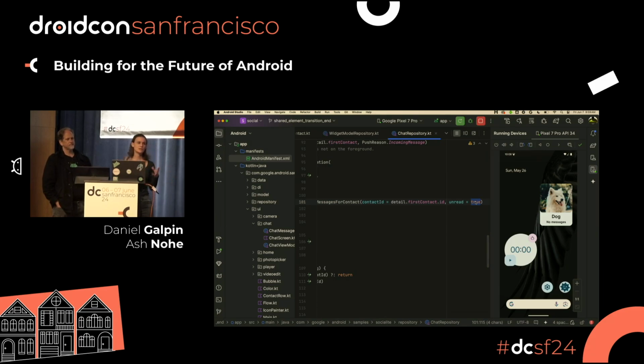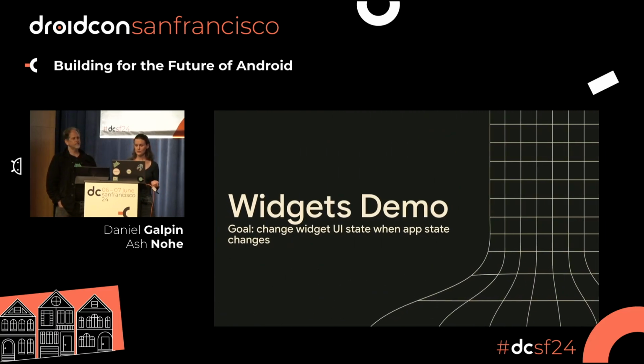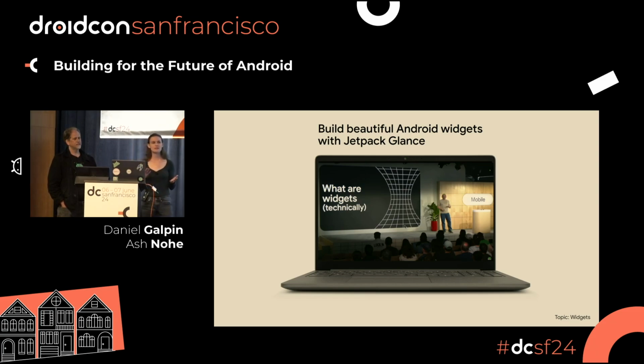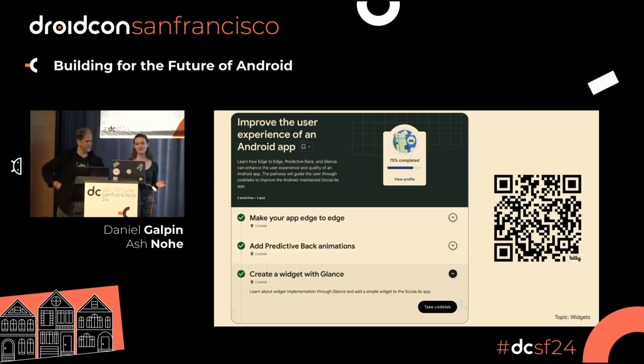So that's how the widget is wired up, a really high-level overview of how you can make your widgets a little bit more interactive. There's a lot more to widgets, so please see the Build Beautiful Android Widgets with Jetpack Glance talk. And then the final Colab in the pathway, which you can access here, has a ton more information, and it shows you how to build this Socialite widget from nothing to this dynamic widget that we just saw.